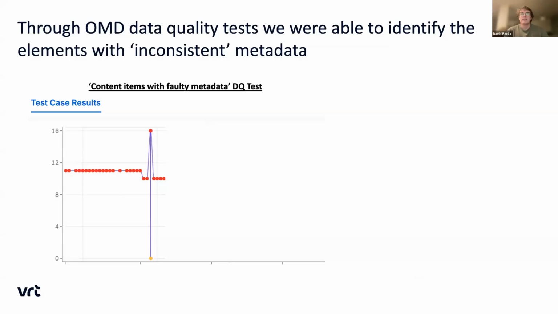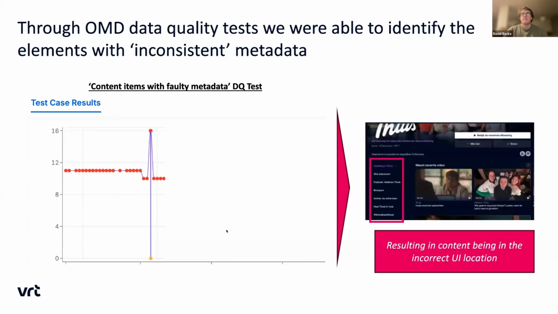So with the help of OpenMetadata data quality tests, we were able to identify the elements where the metadata wasn't consistent or could cause issues. For example, if you have some kind of Christmas special, you don't want it to show up where all the normal episodes are shown. This could be the result of metadata being incorrect, and it then has an impact on the customer.